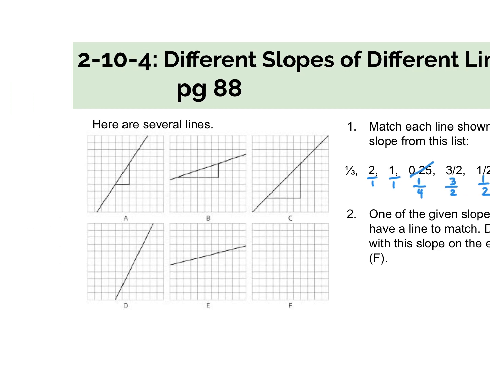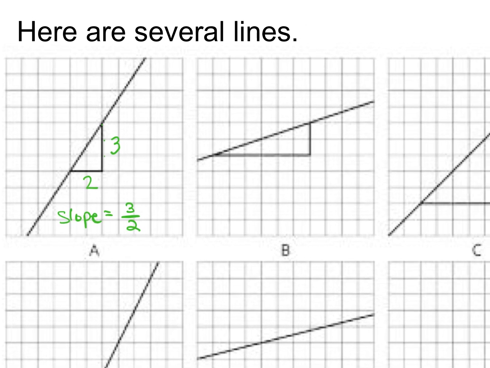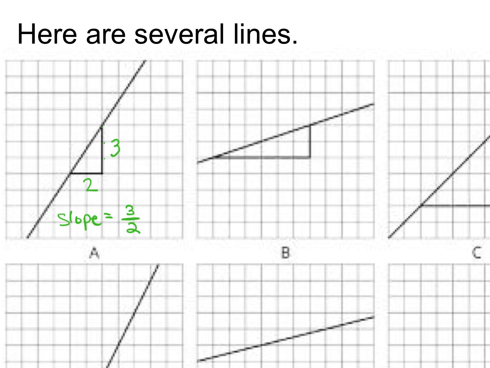All right, so let's go ahead and look at A. So A, my vertical is 1, 2, 3, horizontal is 2. So this slope is 3 over 2. Let's look at B. My vertical is 2, horizontal is 1, 2, 3, 4, 5, 6. So here's my slope of 2 over 6.